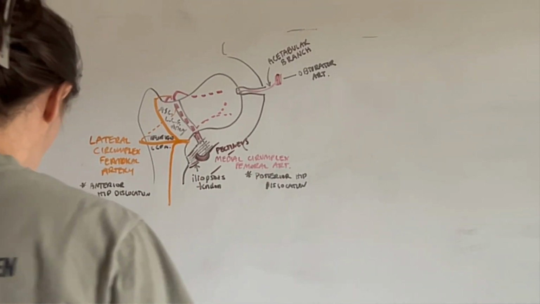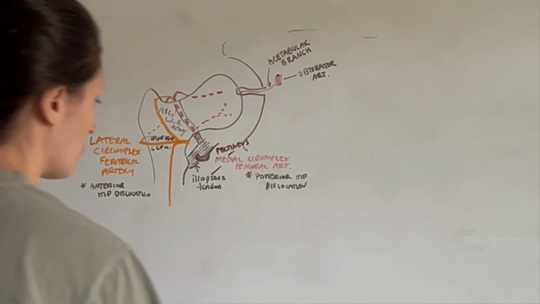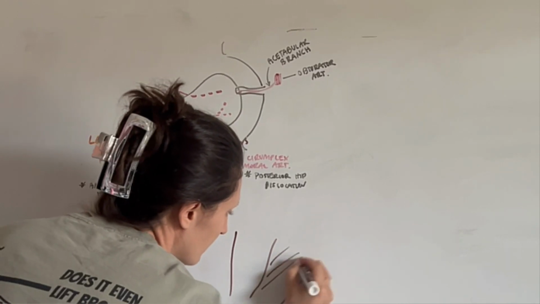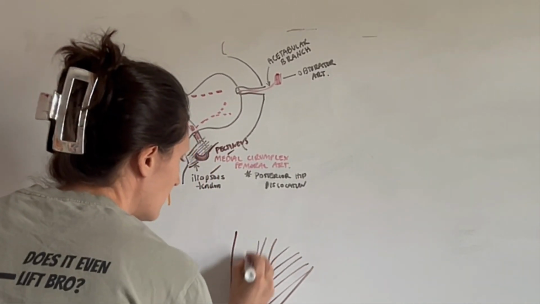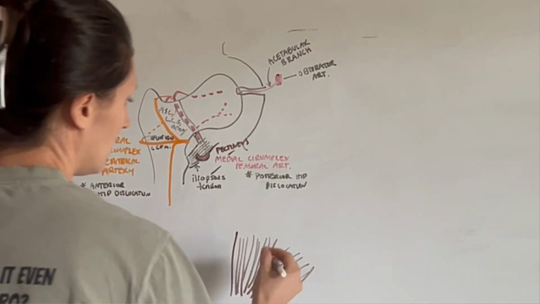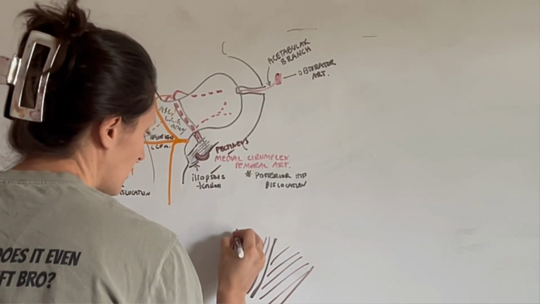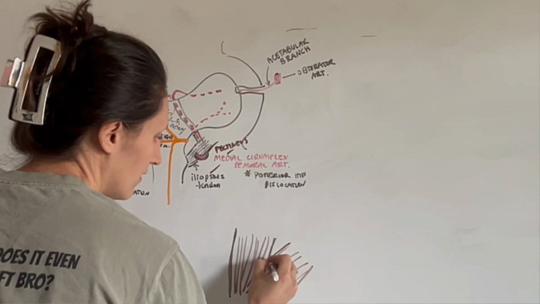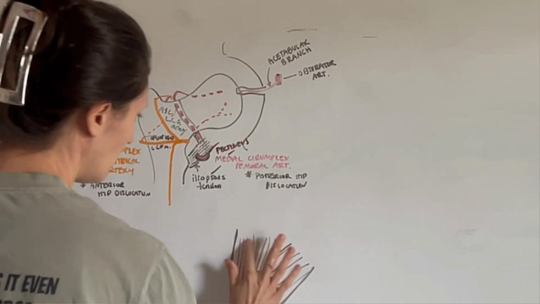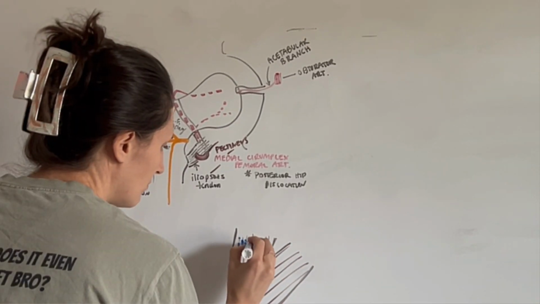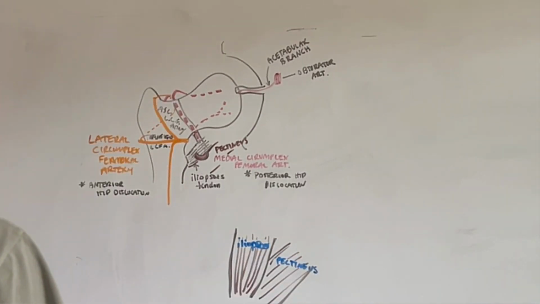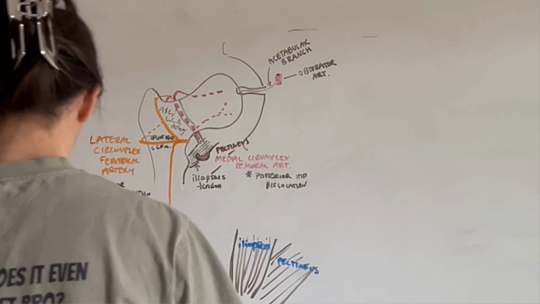Iliopsoas and pectineus are two muscles right next to each other in that femoral triangle. They make up the floor. So here's pectineus. Here's iliopsoas. If anybody remembers, in the posterior abdominal wall, we had the iliacus and the psoas muscle. They come together to form the iliopsoas. So this is iliopsoas, and this is pectineus. Iliopsoas and pectineus are right next to each other.